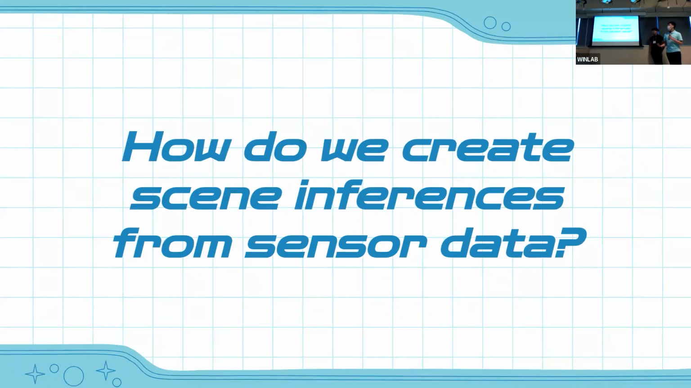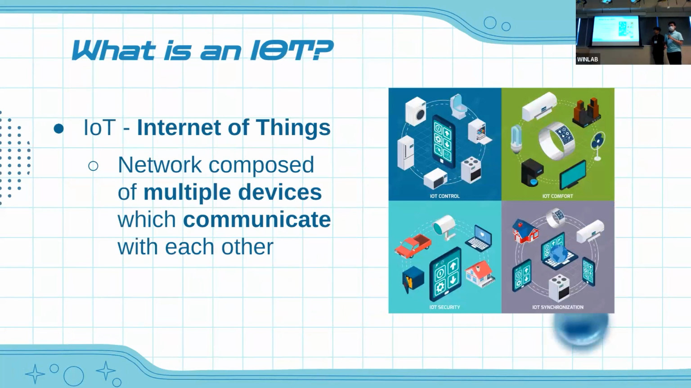So first, I want to pose to you this question. How do we create scene inferences from sensor data? This is the big question that we've been tackling these last few weeks. And while most of our work was around building the actual test bed, in the future, we hope to connect our sensors to a large language model in order to be able to understand more from what happens inside of a space. So first, we'll go into some of the details of our project.